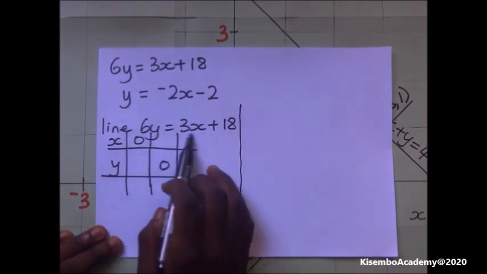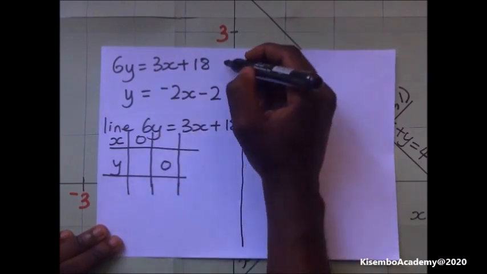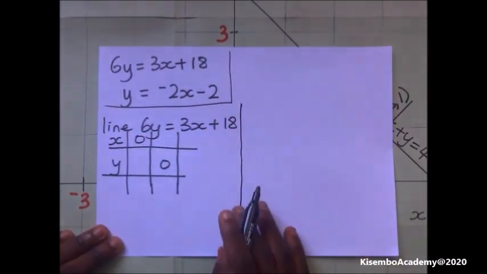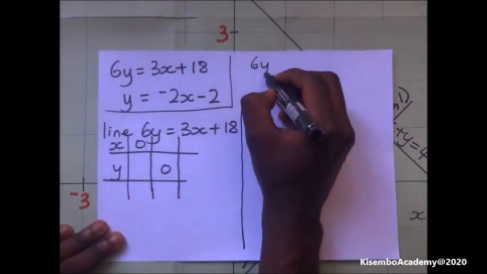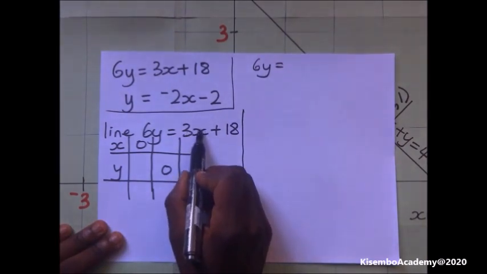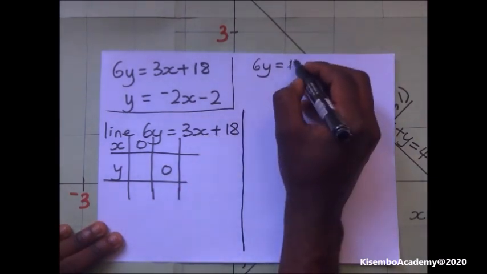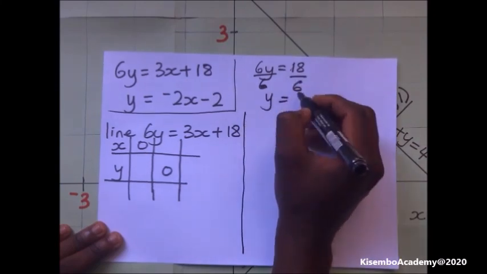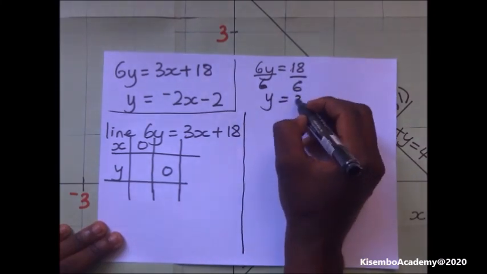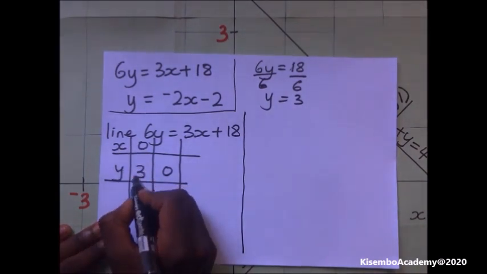When our value of x is 0, what is our value of y? This is our question. So doing some side work here, when x is 0, we have 6y is equal to 3x plus 18. 3 times 0 is 0, so it becomes 0 plus 18. We remain with 18. When you divide both sides by 6, we get y as 18 divided by 6, which is 3. So when x is 0, y is 3.